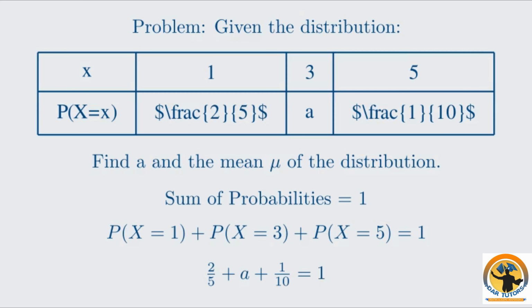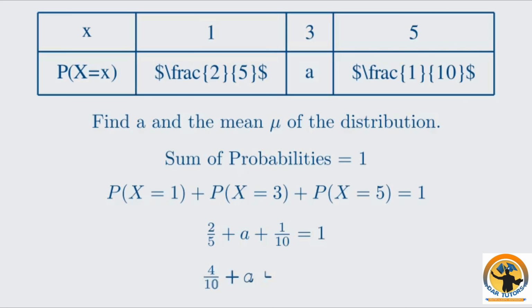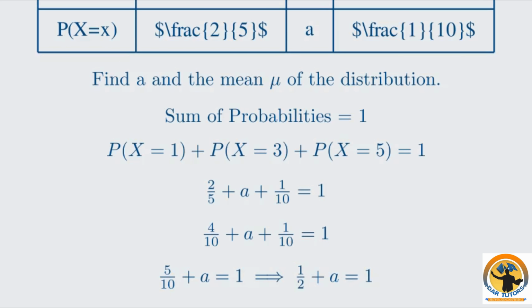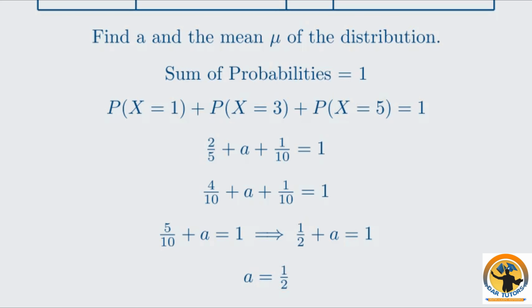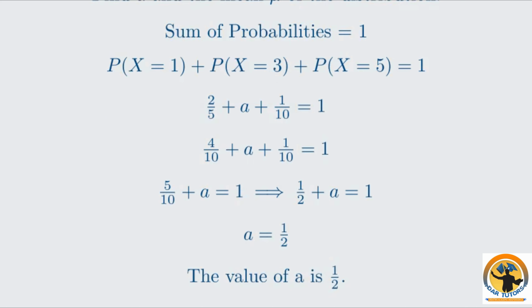Let's find a common denominator for the fractions. 2/5 is the same as 4/10, so our equation becomes 4/10 plus a plus 1/10 equals 1. Combining the fractions, we have 5/10 plus a equals 1, which simplifies to 1/2 plus a equals 1. Subtracting 1/2 from both sides, we find that a equals 1/2. So we've solved the first part. The missing probability is 1/2.